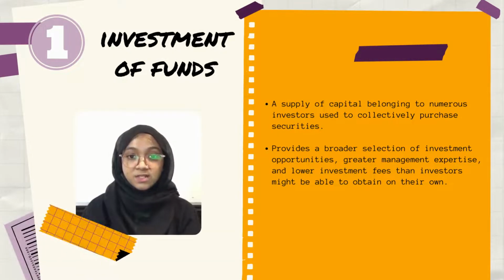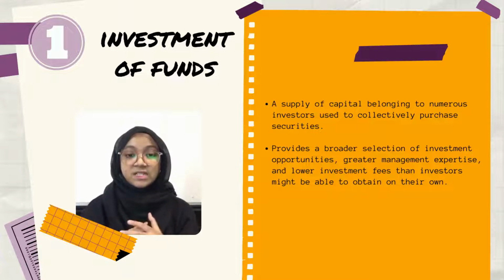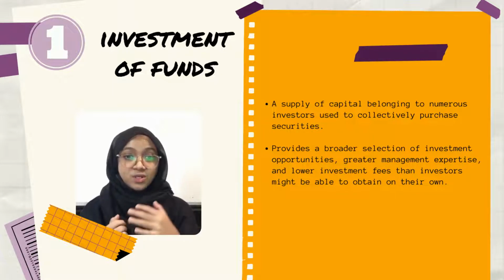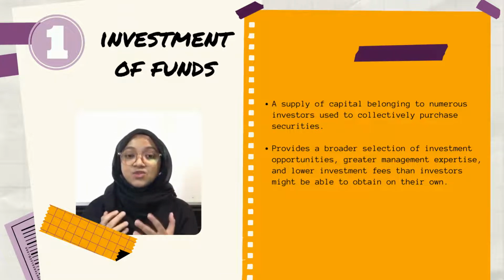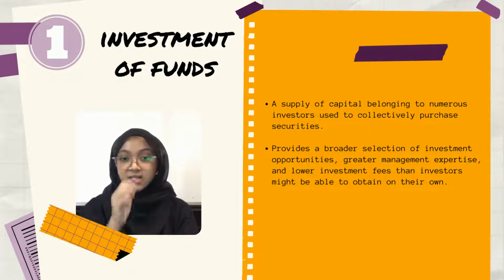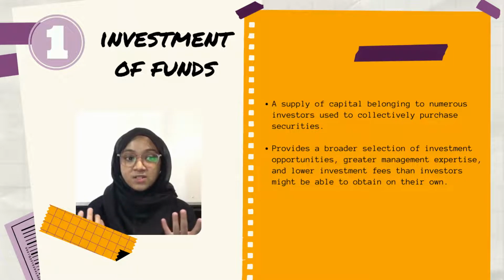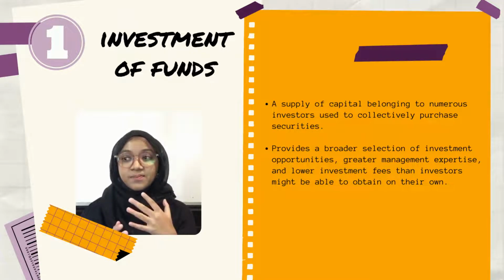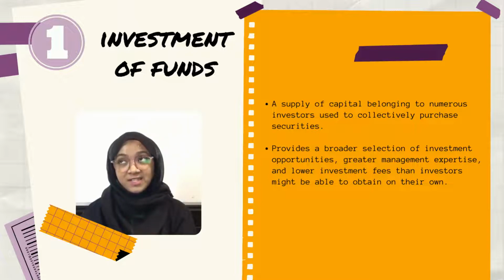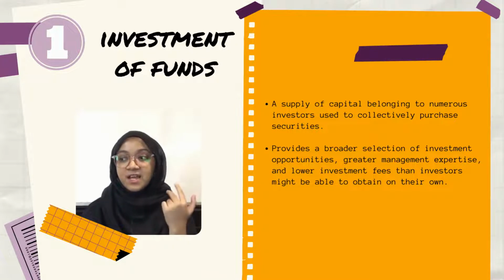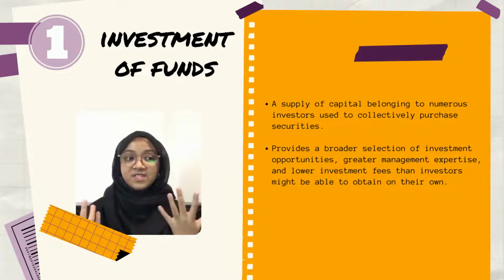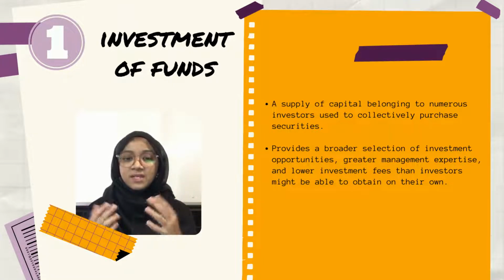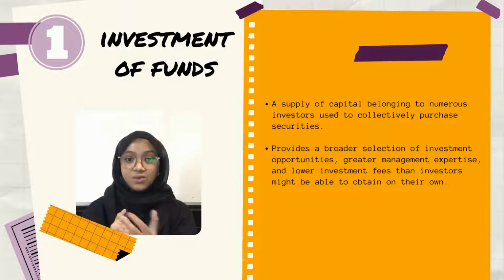So the first indirect function is investment of funds. An investment fund is a supply of capital belonging to numerous investors used to collectively purchase securities, while each investor retains ownership and control of his own shares. An investment fund provides a broader selection of investment opportunities, greater management expertise, and lower investment fees than investors might be able to obtain on their own.